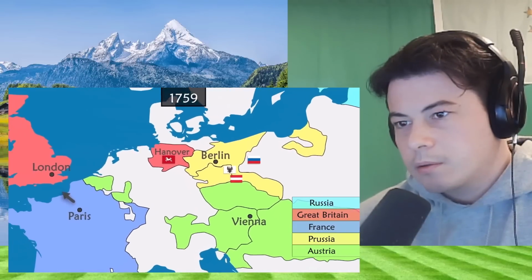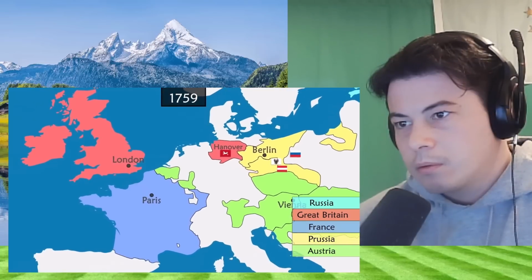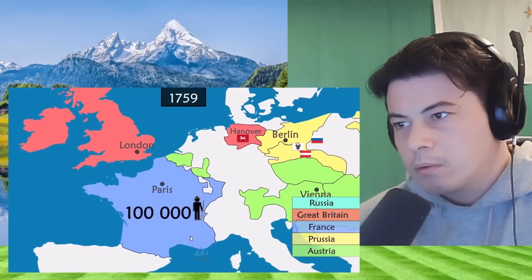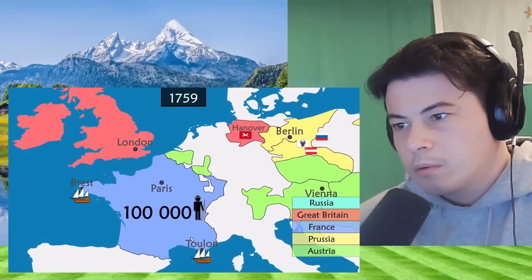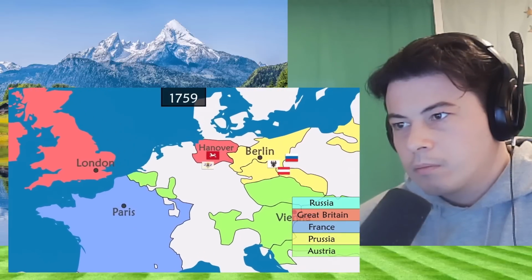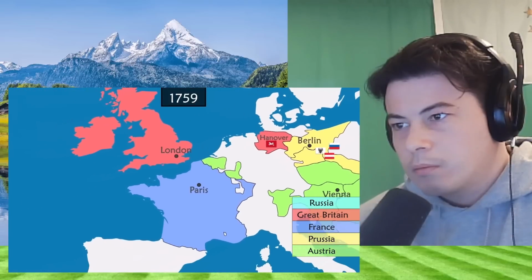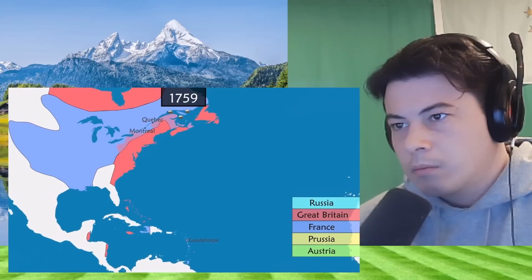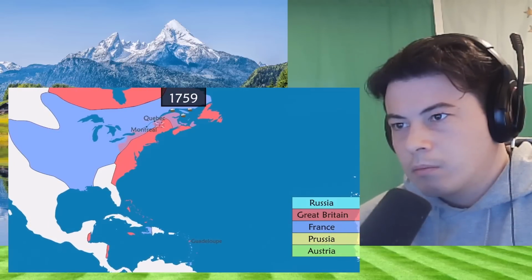France plans to invade Great Britain. To do this, an army of 100,000 men would be escorted by the military fleets of Toulon and Brest. In parallel, a new army is sent to Hanover, but the latter fails to take hold. Meanwhile, Britain intensifies attacks against French colonies. It captures Caribbean islands and lays siege to Quebec City.